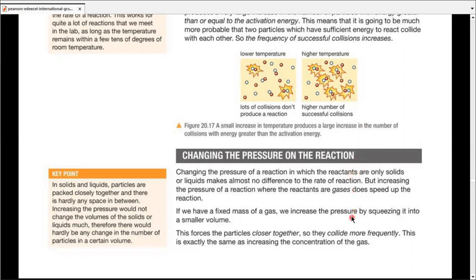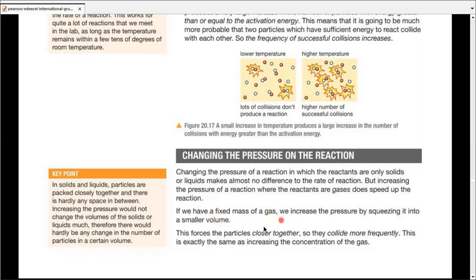Now, we have a couple more factors left. Moving on to the second last of the factors, the pressure of the reaction, changing the pressure on the reaction. Actually this does not bring a difference to solids or liquids, but this would bring a great difference to gases, and does speed up the reaction. So if our reactants are gases, this would bring a difference. If our reactants are solids or liquids, there would be almost no difference changing the pressure.